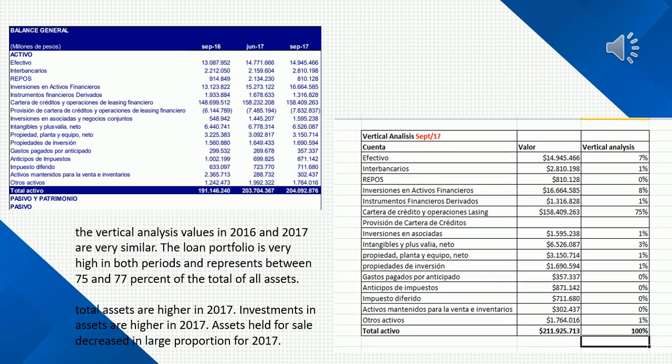The vertical analysis values in 2016 and 2017 are very similar. The loan portfolio is very high in both periods and represents between 75 and 77% of the total of all assets. Total assets are higher in 2017. Investments in assets are higher in 2017. Assets held for sale decreased in large proportion for 2017.